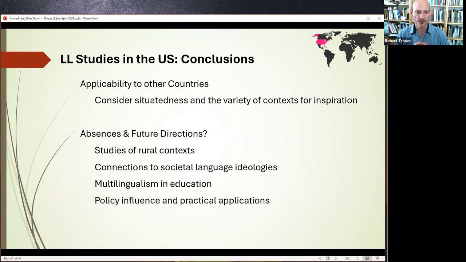And then, looking through maybe a more critical lens, what's missing? Where should we go in the future in terms of linguistic landscape research in the U.S. context? I think there should be more studies of rural contexts.